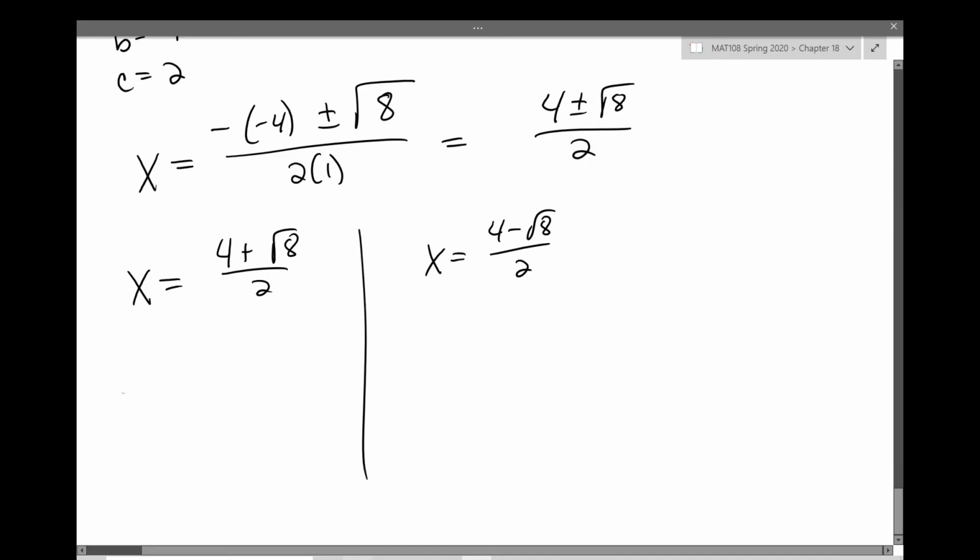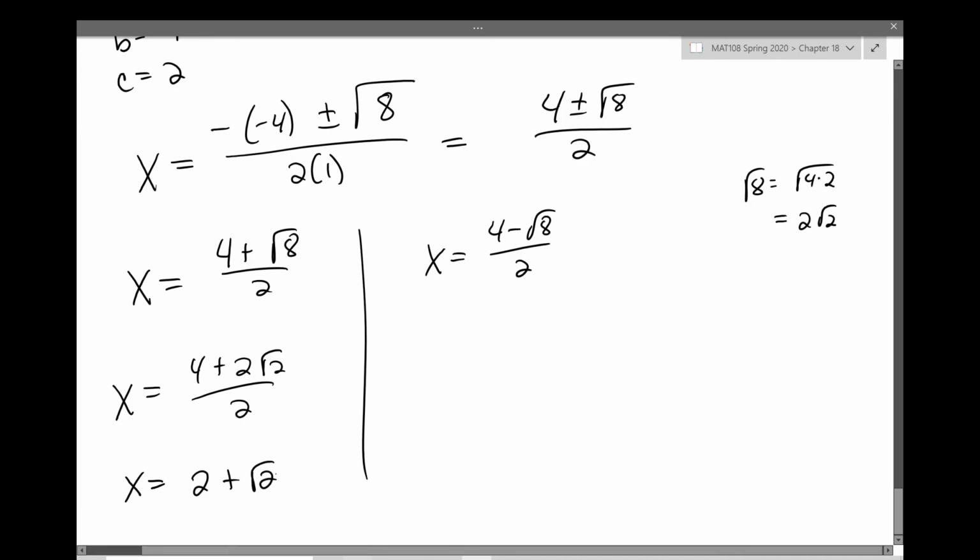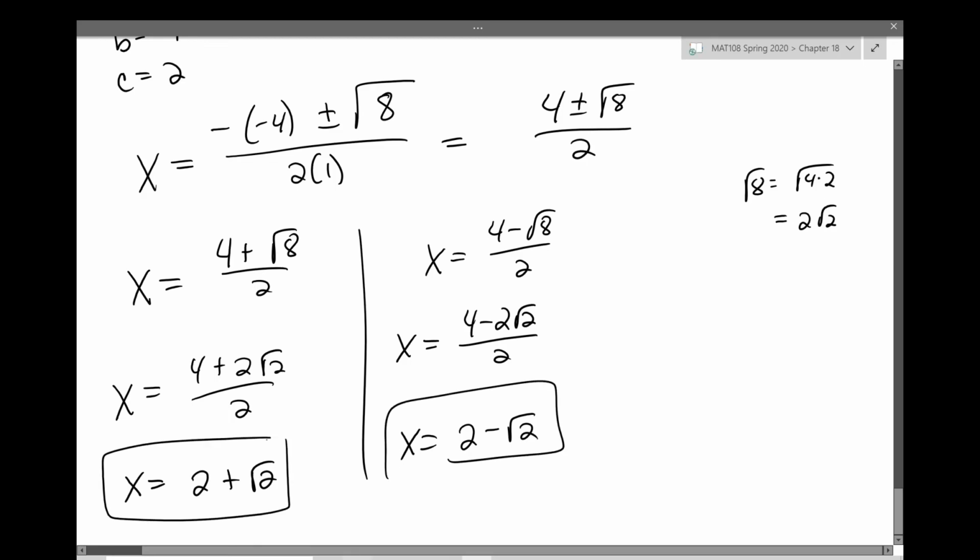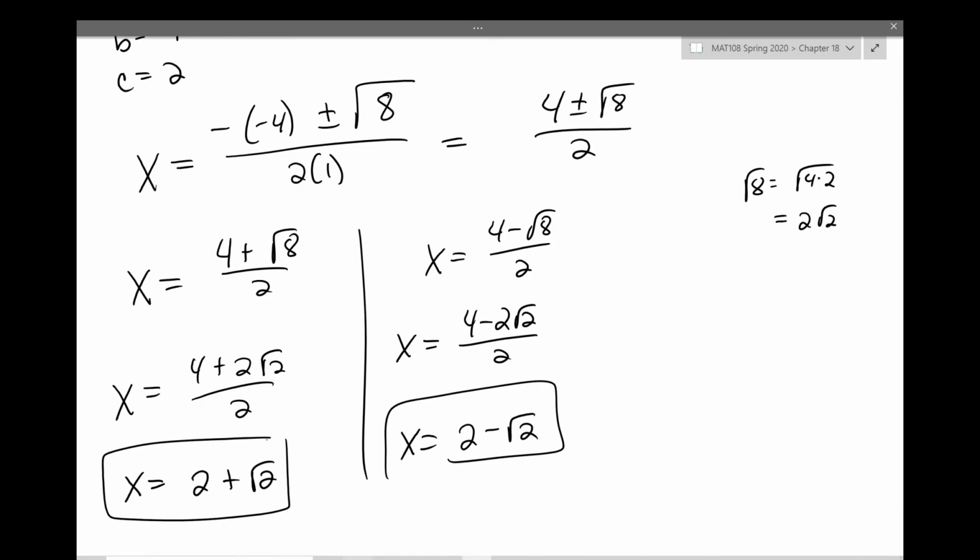So now we're just going to simplify. X equals 4 plus, well, the square root of 8 is the square root of 4 times 2, which is going to be 2 square roots of 2. Okay? So that's going to give me 4 plus 2 square root of 2. And then I can simplify that into 2 plus the square root of 2. For the other solution, I get x equals 4 minus 2 square roots of 2 all over 2, or simplified, x equals 2 minus the square root of 2. Okay? And there are the solutions. Not too bad. Okay? So what I want to do here is I want to do one more.